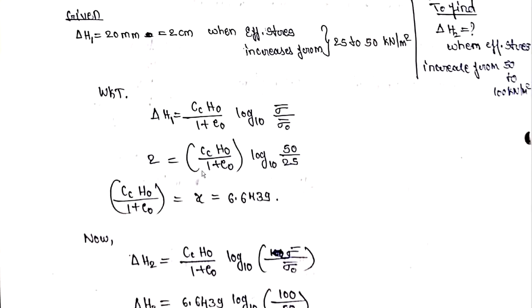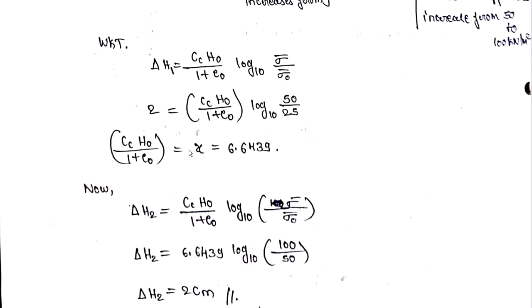Now you can see delta H1 is 2 centimeter, which is equal to Cc H naught divided by 1 plus e naught, log 10 to the base 50 divided by 25. So sigma naught dash is initial stress, sigma dash is final stress. Sigma naught dash is initial stress, that is going to be 25, and final stress is 50 in the first case. Okay, so the value for x, this particular quantity, I am going to get as 6.6439.